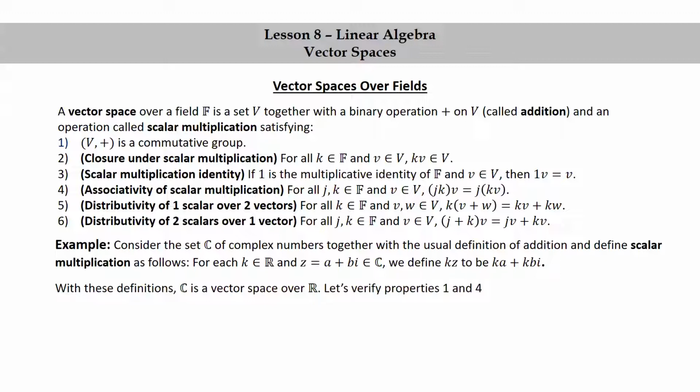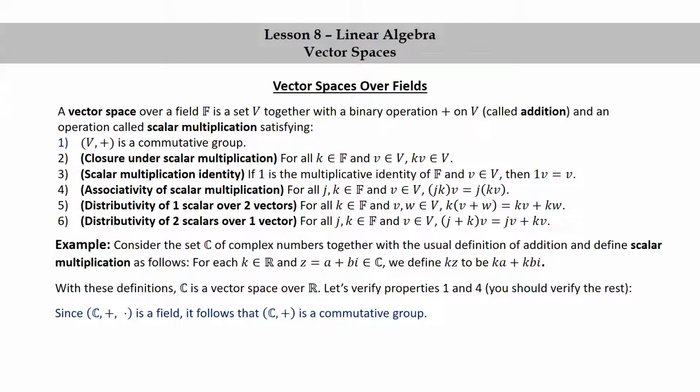Let's verify two of the properties. We'll verify properties 1 and 4. And of course, you should verify the rest of them on your own to make sure you understand how to do this. Since C, together with addition and multiplication, is a field, as part of the definition of being a field, it follows that C together with addition is a commutative group. So we get property 1 essentially for free, because we already know that the complex numbers with addition and multiplication is a field. Okay, so 1 holds.